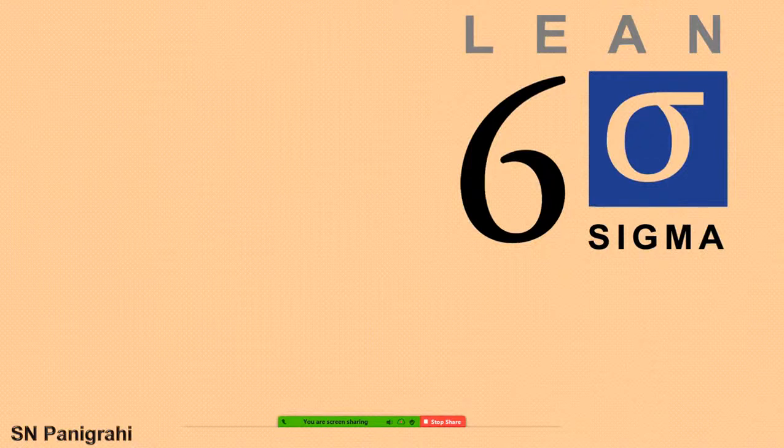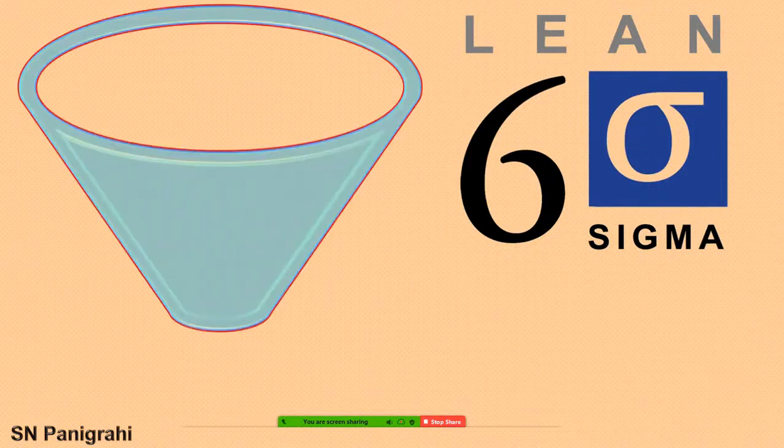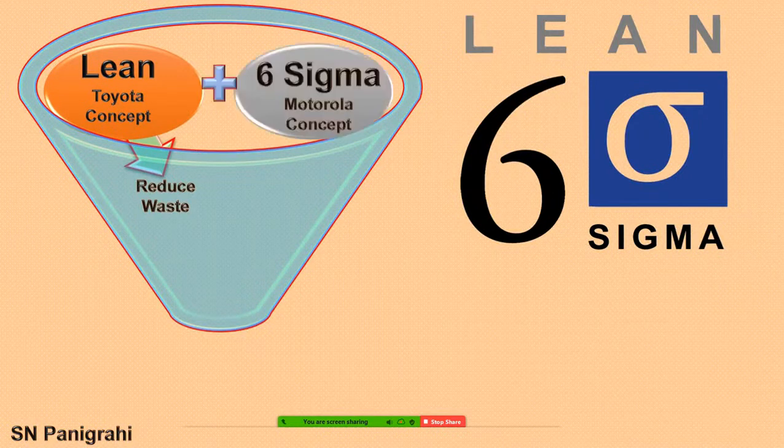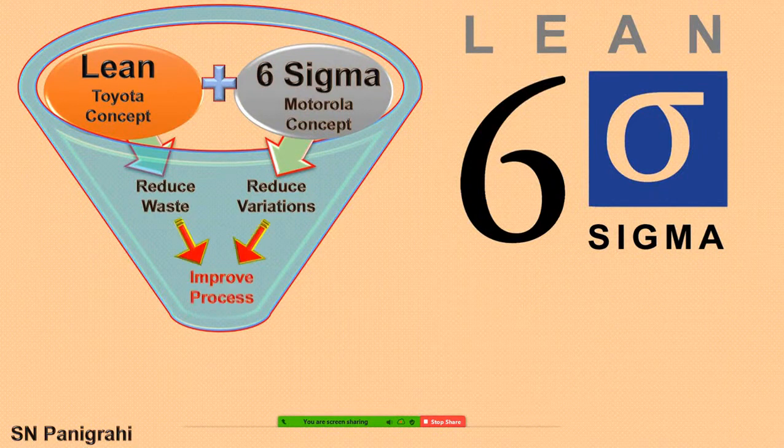Let us move with this concept. We are talking about Lean Six Sigma. Lean Six Sigma has two concepts. One is lean, another is Six Sigma. Lean is all about the Toyota concept of reducing the waste, and Six Sigma is a Motorola concept of reducing the variance. So both put together is for the improvement of the process.